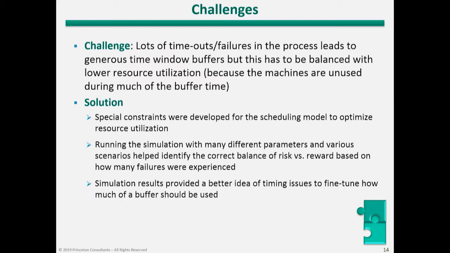And so they came in wanting these giant blocks of windows around these resources, which is great for failures. It is not great when you have 4 machines and suddenly you've put an hour on each end of a 4-hour process. Now you've got the machine for 6 hours and it's going to run for 4 hours. And so we actually had to go through and do special constraints to balance this out.